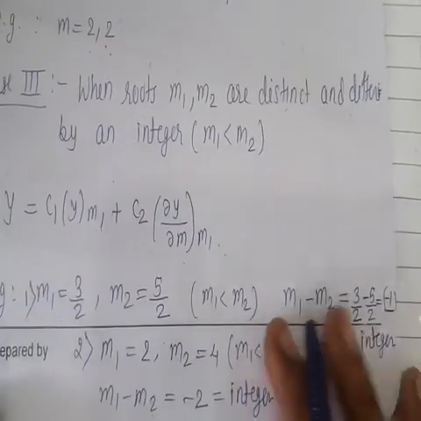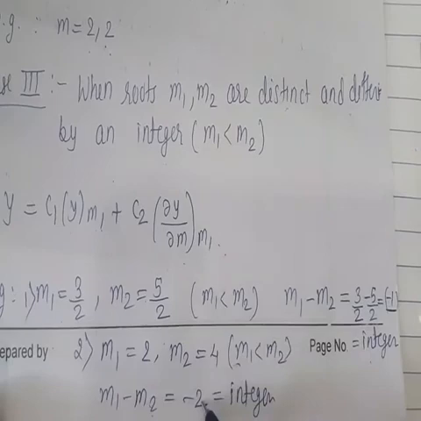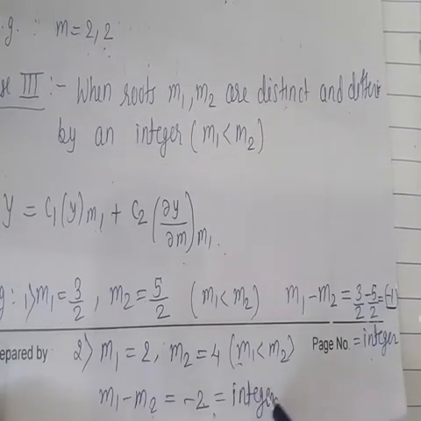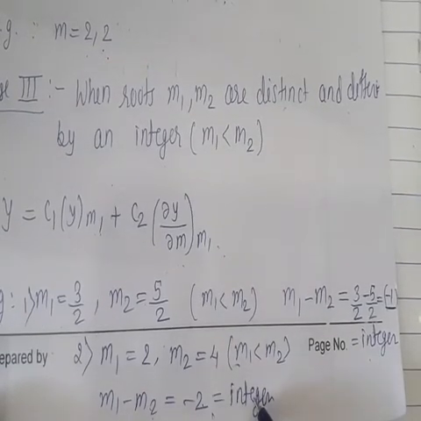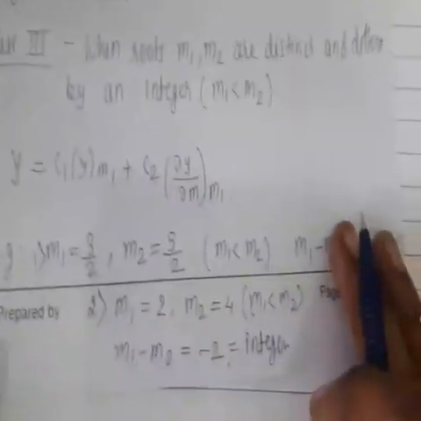Second, if m1 is equal to 2 and m2 is equal to 4, what is the difference between these two? It is minus 2. Means again it comes out to be an integer. So we have to use this case number 3, the solution for case number 3.